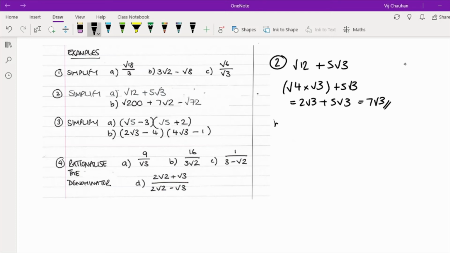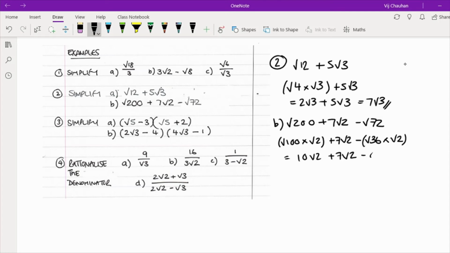And then for b, we've got root 200 plus 7 root 2 minus root 72. Again, if we think of the biggest square number that goes into 200, I can write this as root 100 times root 2 plus 7 root 2 minus, and the biggest square number that goes into 72 is 36. Simplifying all of that, we get 10 root 2 plus 7 root 2 minus 6 root 2, leaving us with 11 root 2 as our final answer.